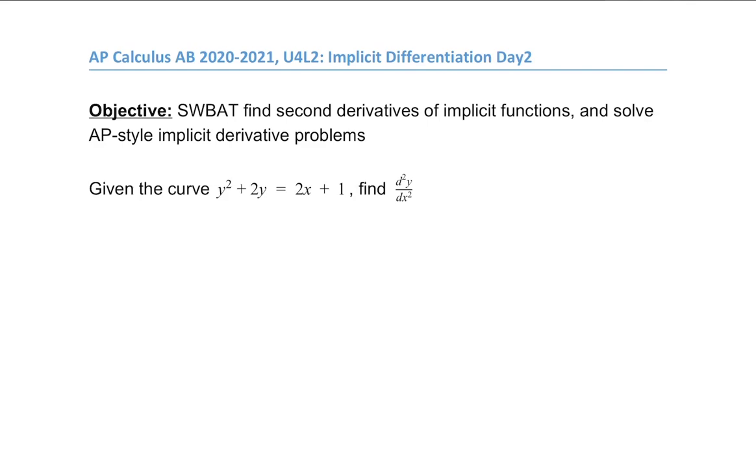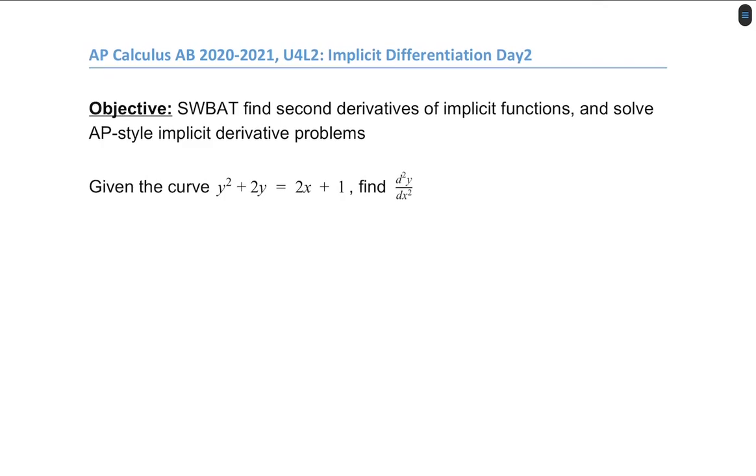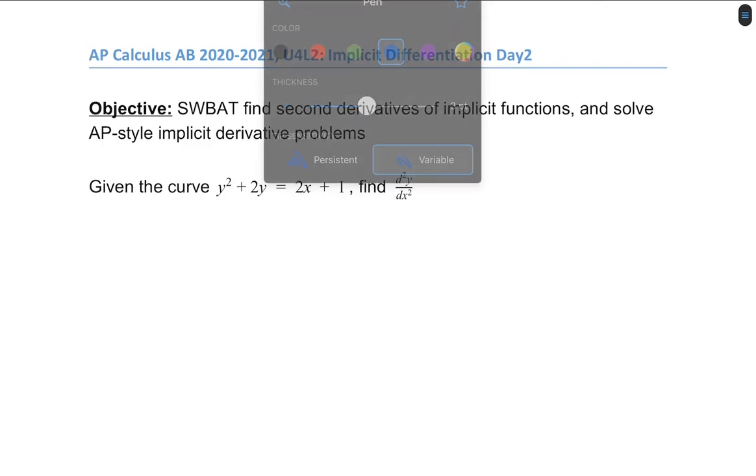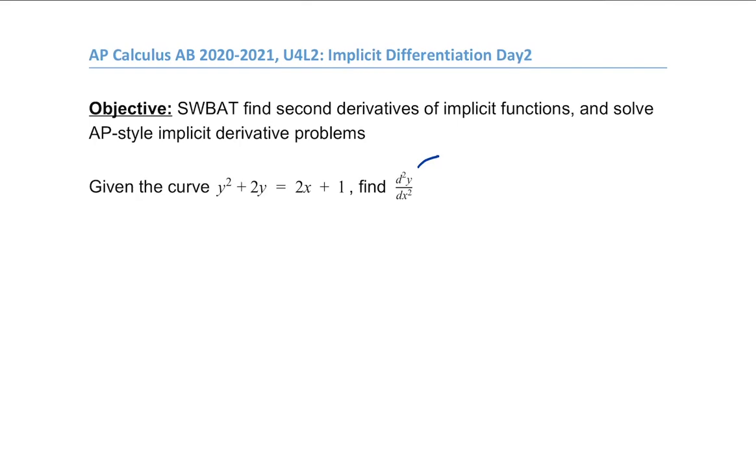So this notation here, there's not a typo. This is the notation for the second derivative of a function implicitly. What this means is the second derivative of y with respect to x. We're going to see why it looks like there might be a typo there, but there's really not.